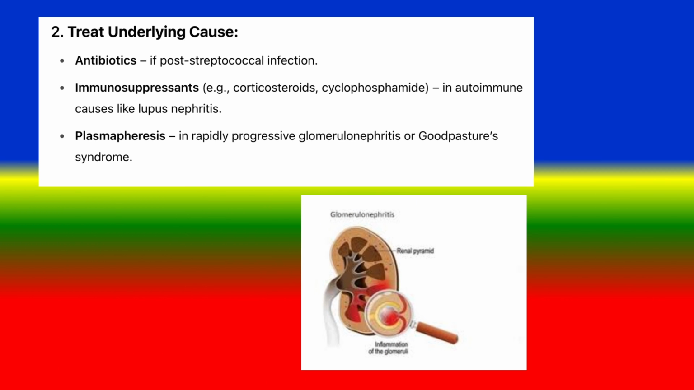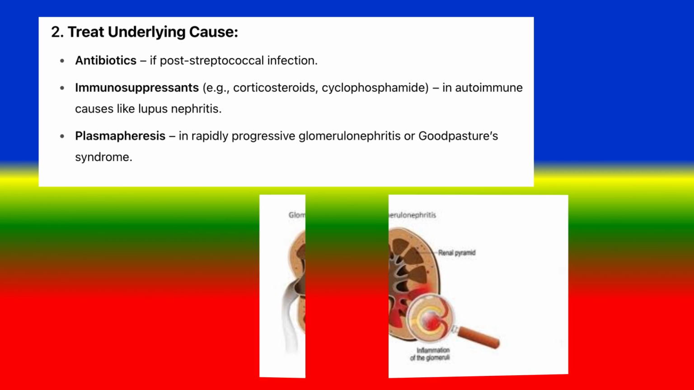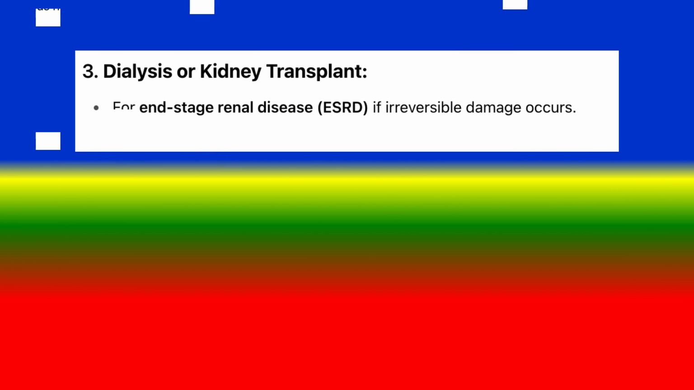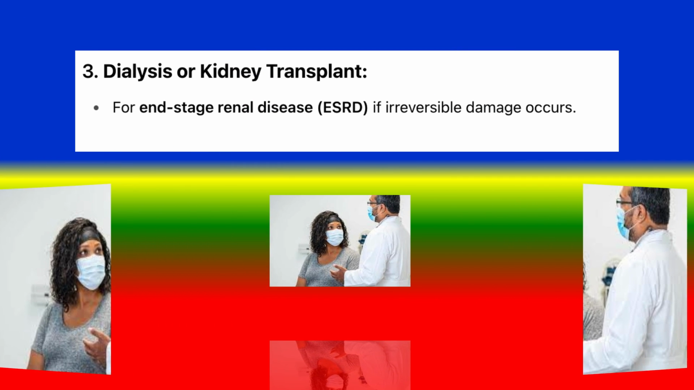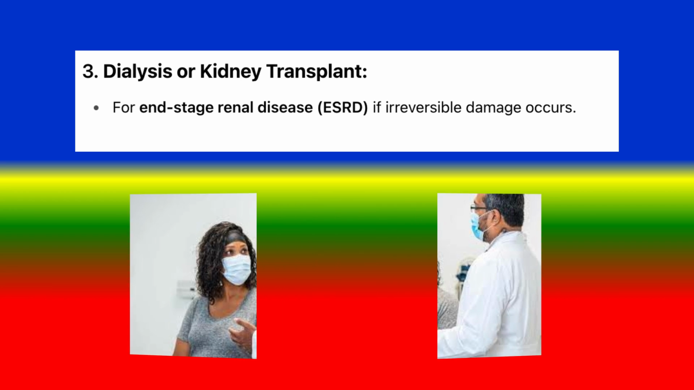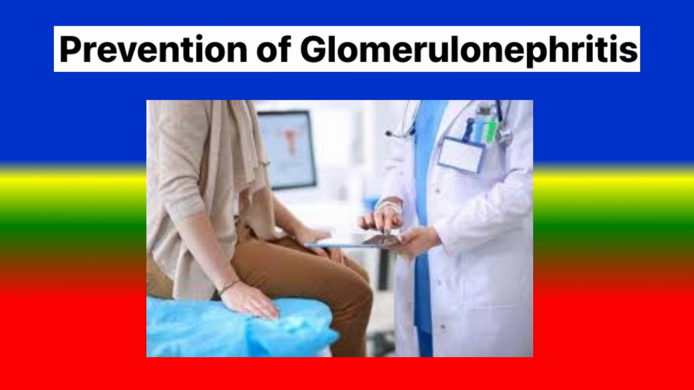Plasmapheresis in rapidly progressive glomerulonephritis or Goodpasture syndrome. And 3. Dialysis or kidney transplant for end-stage renal disease, ESRD, if irreversible damage occurs. Prevention of glomerulonephritis. 1. Prevent infections.